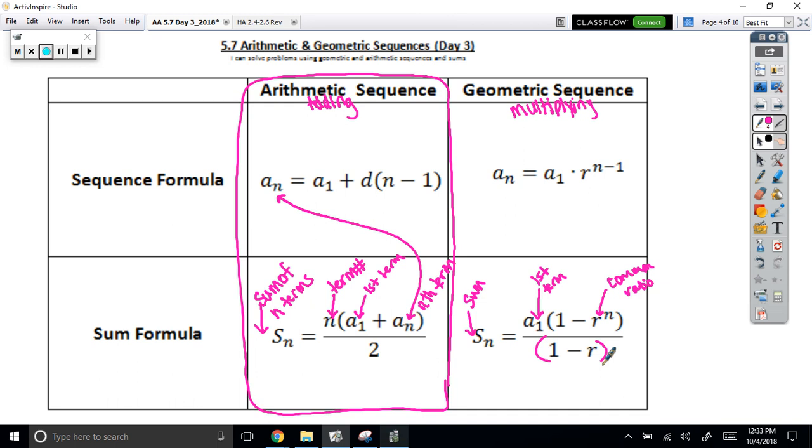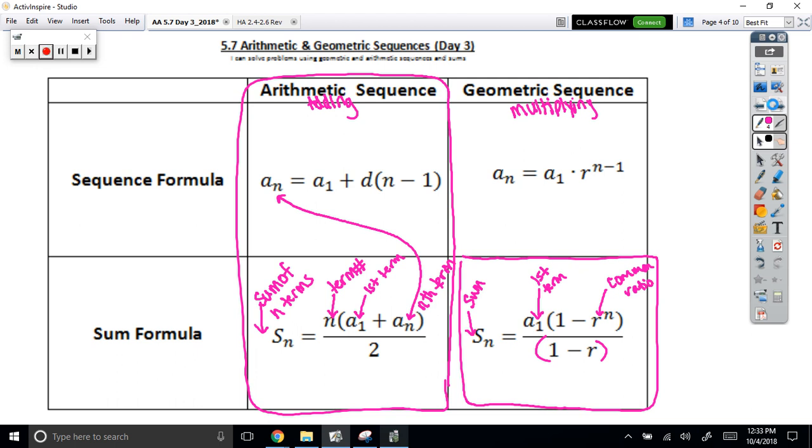Now notice, this does not say A sub n in it anywhere, which means you don't have to find the nth term for this one. So if you choose geometric, you just have to plug into this formula, which makes it a shorter problem. So you don't have to do half the work. So the question is, how do I know which one it is? How do I know if it's arithmetic or geometric? Well, you just have to look and say, are they adding something every time, or are they multiplying? And then that will help you pick which column to choose.